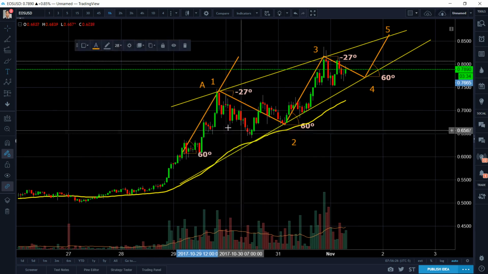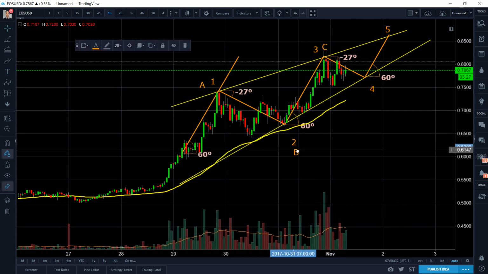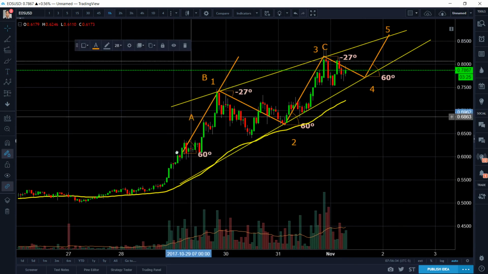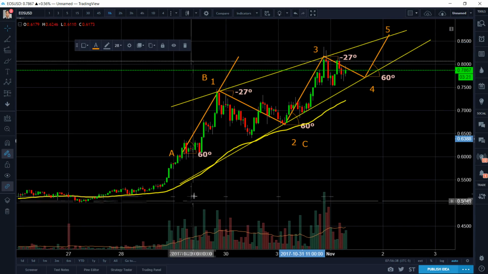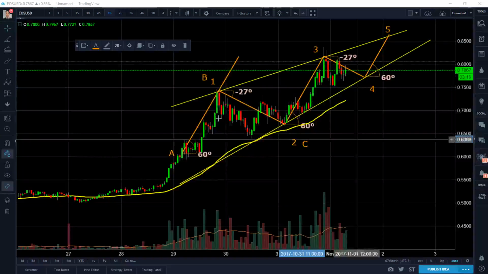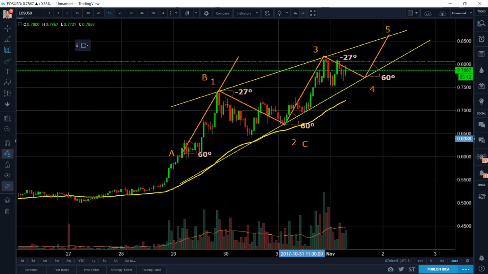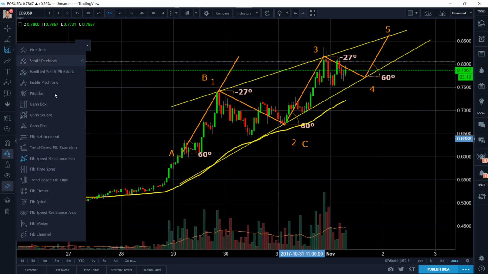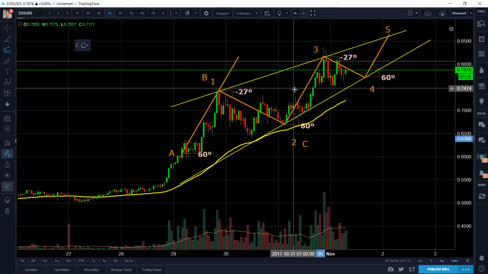So we're going to call this point A, this is B, and this is point C, okay? That makes sense, right? A, B, and C. And now I'm going to show you guys how to draw it, okay? So you go over here, and then you take this tool right there. It's called the trend-based Fibonacci extension, and it goes something like this, guys, all right?